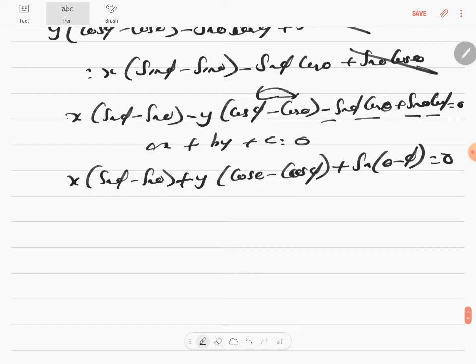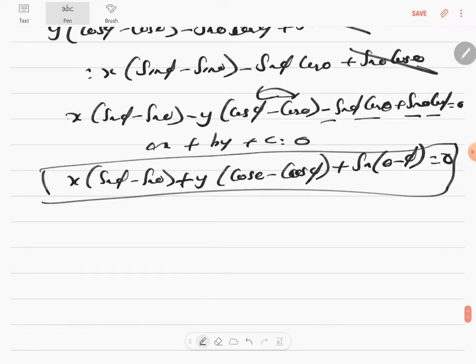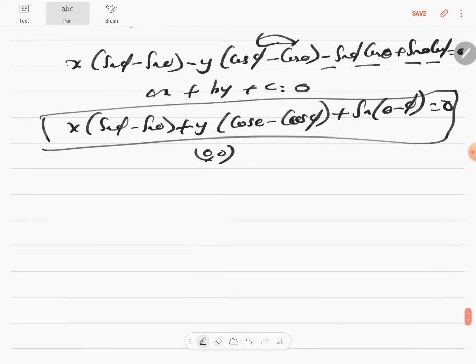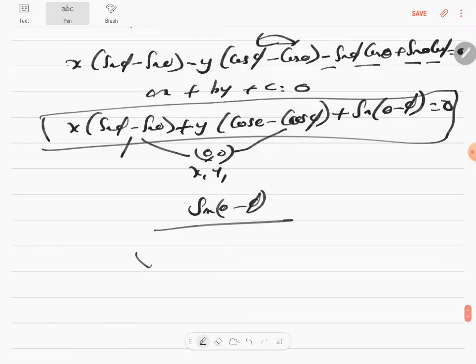Okay, so then you got the equation, and you have the origin which is (0, 0). The distance between these is what they are asking. You can consider this as (x1, y1). This is ax + by + c = 0. The distance formula is |ax1 + by1 + c| by root of a square plus b square. So (sin phi - sin theta) into 0, (cos theta - cos phi) into 0, plus c, which is sin(theta - phi), by root of a square plus b square.